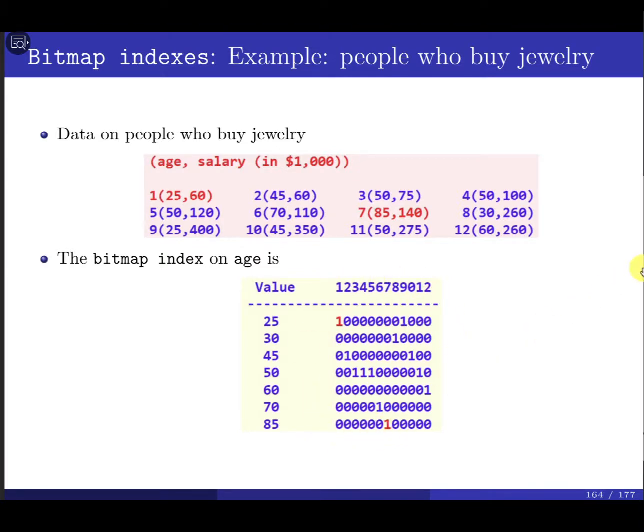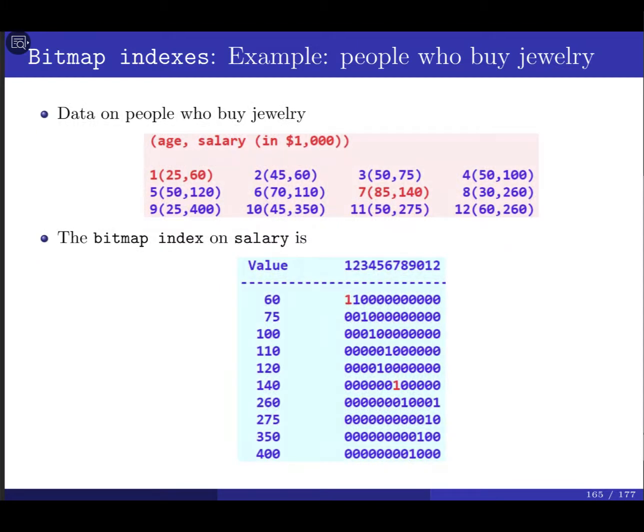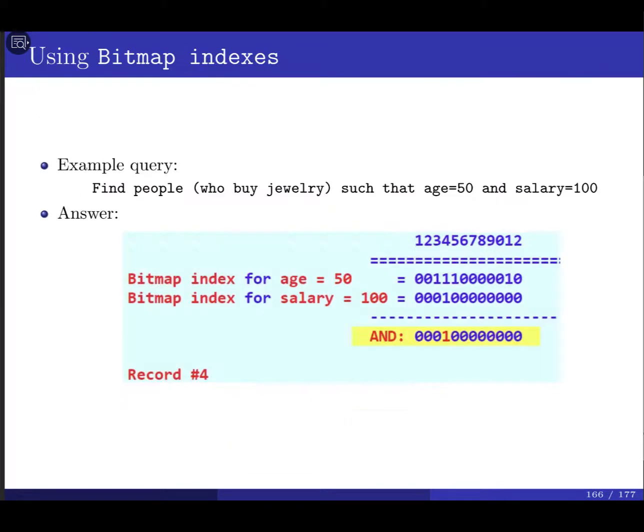So we build this one on the age, and we can build another index based on the salary. The interesting thing we're going to see is how you can use this in order to answer the query that we talked about before. So what if I said, find the people who buy jewelry, where the age equals 50 and the salary equals 100? How can you answer this query?